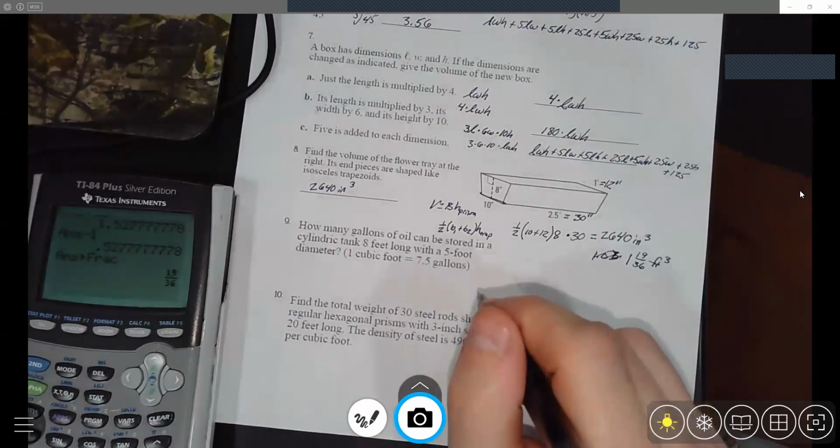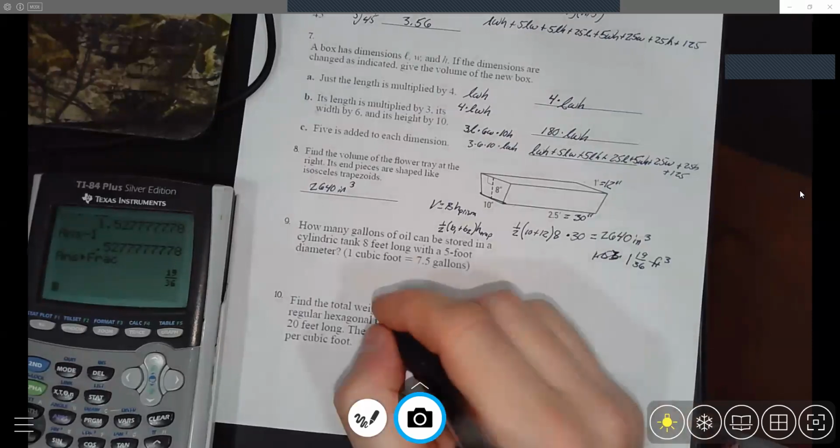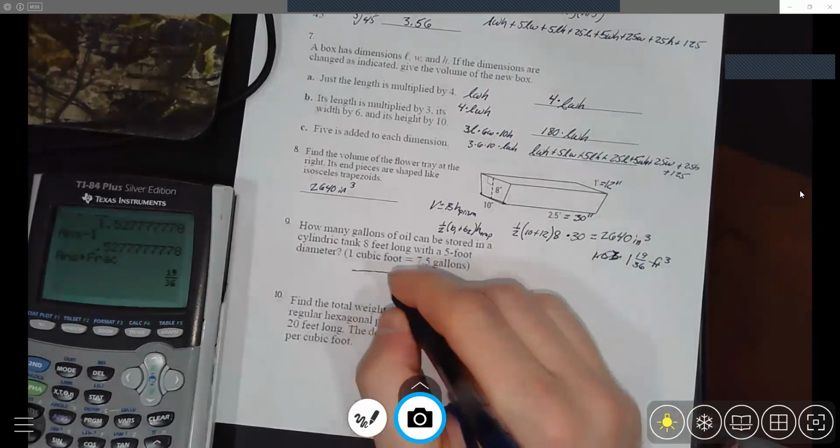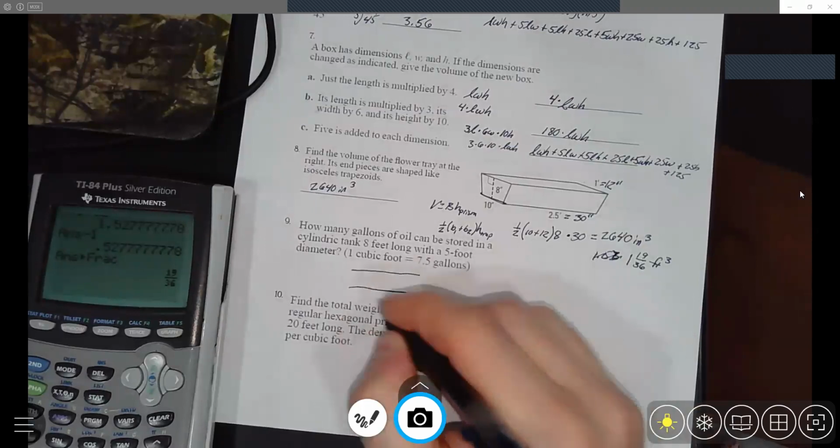All right, how many gallons of oil can be stored in a cylindrical tank 8 feet long with a 5-foot diameter? 1 cubic foot is 7.5 gallons. That's in the textbook. You might remember doing a problem like that. So we got a cylindrical tank. So draw it this way. Here's my tank.